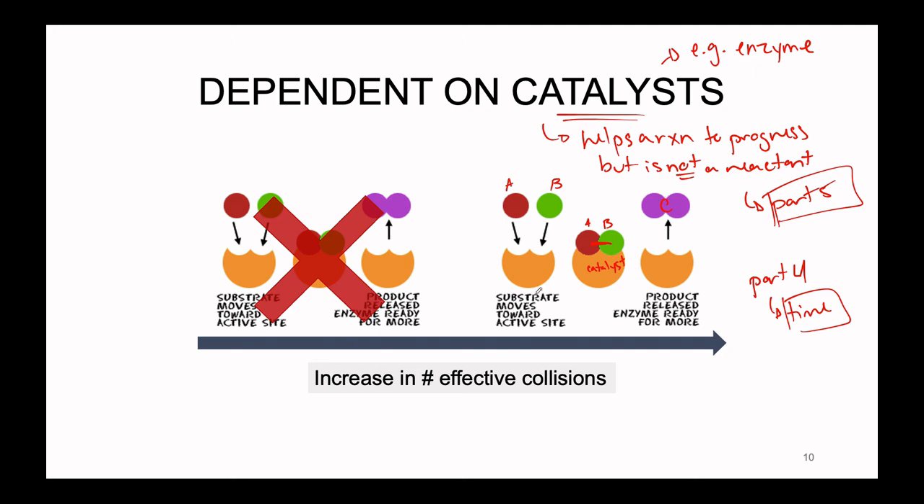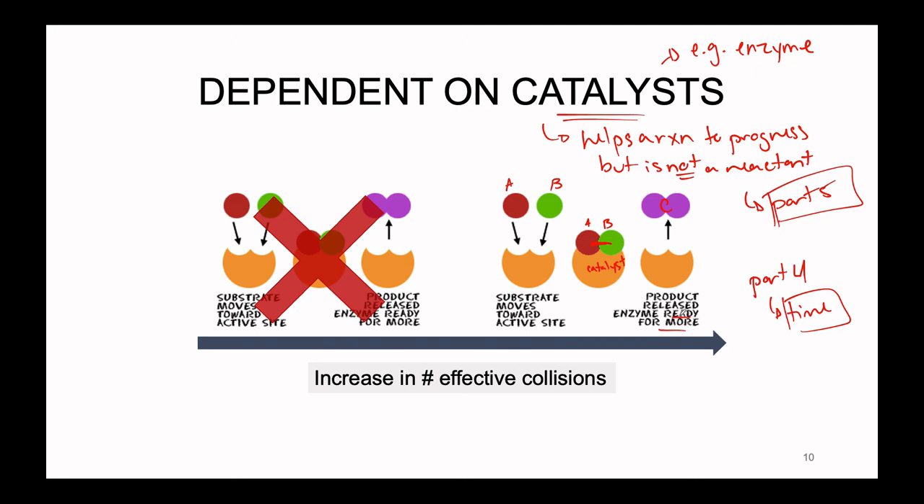So the substrate, aka the reactants, moves toward what is known as the active site inside of a catalyst. The reaction then occurs on, in, or around the catalyst in some way, which is this second picture here. And the third is that the product is released by this enzyme, by our catalyst. And now we can also see that the catalyst is ready for more.